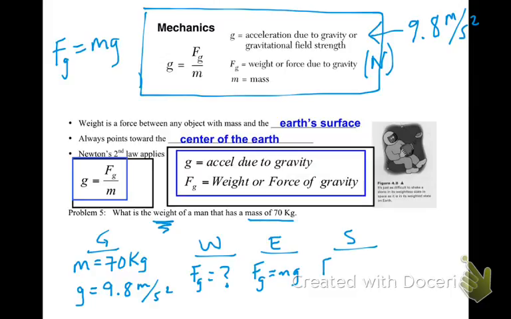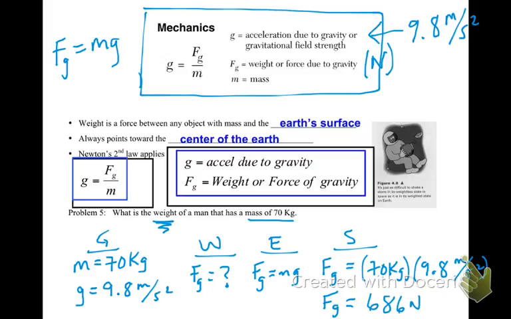Substitution: Fg equals 70 kilograms times 9.8 meters per second squared. And then our answer is simply 686 newtons. Not too shabby, not too bad, not too difficult.